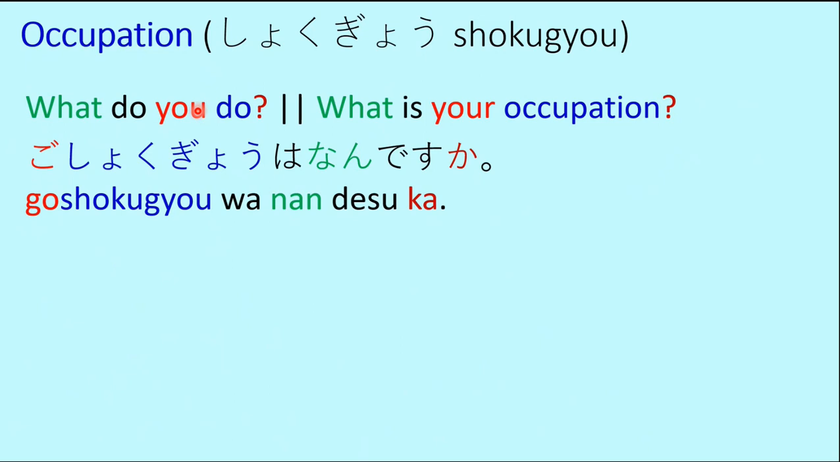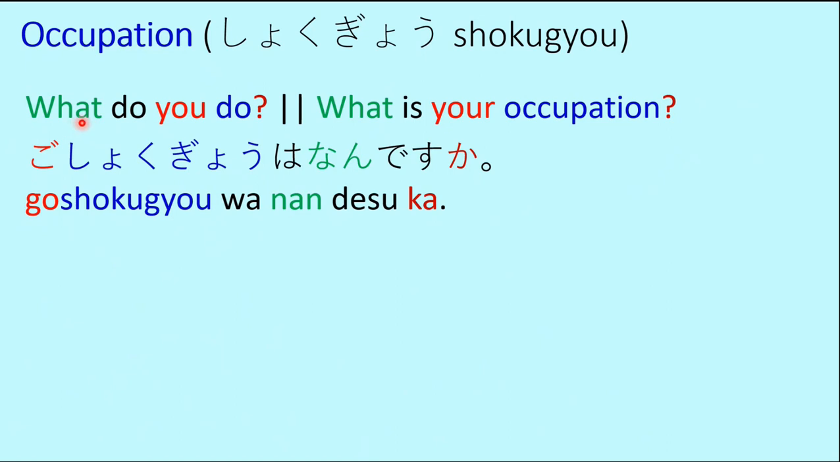So go is used in place of you. Since we don't know the name of the person whom we are talking to, in that case, instead of using anata for you, we learned about anata in the last lesson. As I told you in the last lesson, anata is not a very polite word to be used in sentences or in normal conversations. So one should avoid the use of anata. So instead of using anata, we can just use an honorific title, go, in front of the word. So go shokugyo wa is the particle.